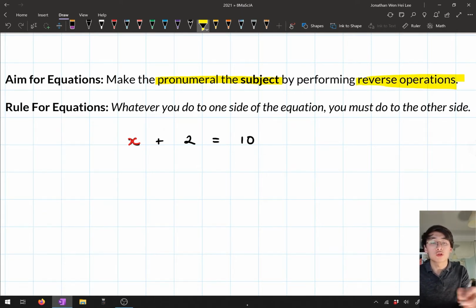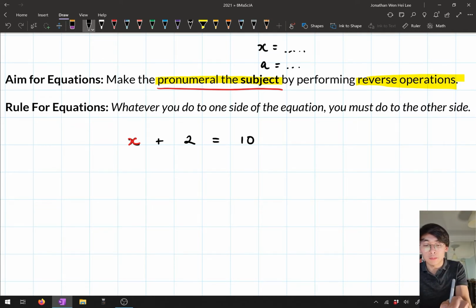Those two things here I want to talk about. Firstly, what does it mean to make the polynomial the subject? Well, if the polynomial is the subject of the equation, what this means is that we're changing the equation to make it look like x is equal to some sort of number. Or if your letter isn't x, it could be a is equal to some number.